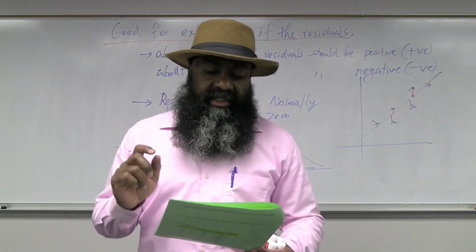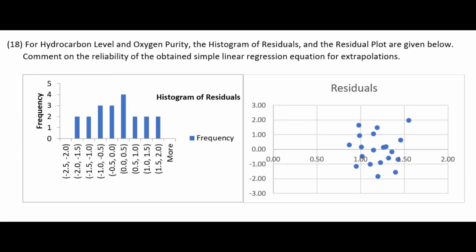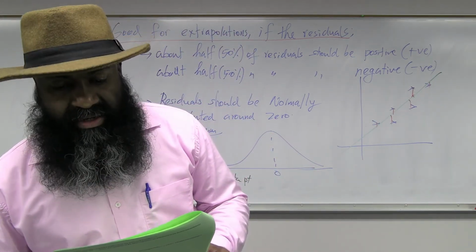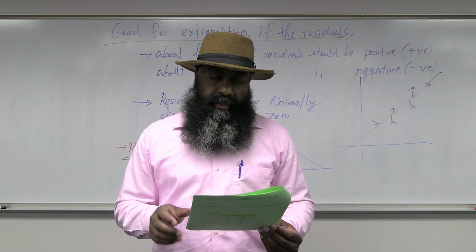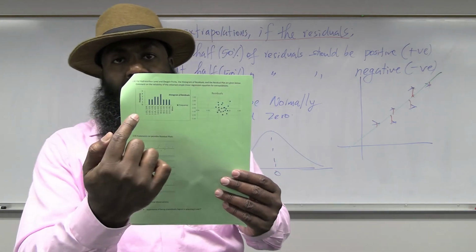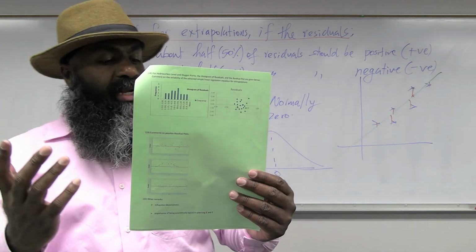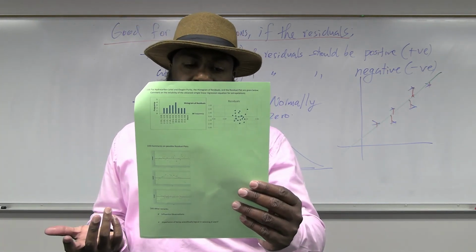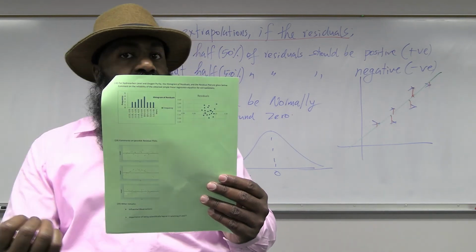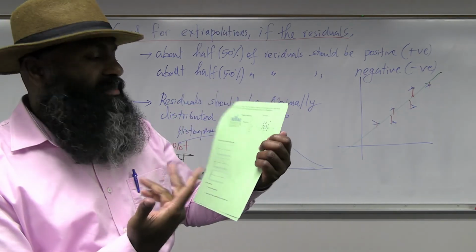For the hydrocarbon level and oxygen purity, the histogram of residuals and the residual plot are given below. Comment on the reliability of the obtained simple linear regression equation for extrapolations. So here are the two graphs. I have the histogram to the left and the residual plot to the right. Well, it's a small data set with just 20 data points. If I have a large data set, maybe I can see the patterns more clearly. So this question is actually subjective.